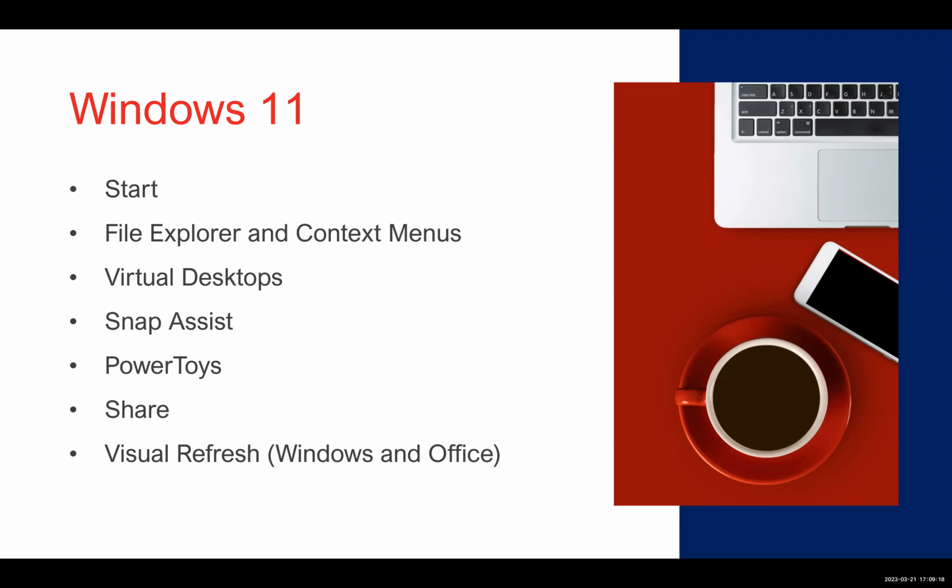So what they did is simplified the start menu. The start menu had a lot of stuff in it. It still does, but it's really simplified down. Both the File Explorer and context menus in Windows 11, same thing, really clean those up. And you can still find all the things that were there before. They're just not out in the open. So I'll show you, but really clean those up.